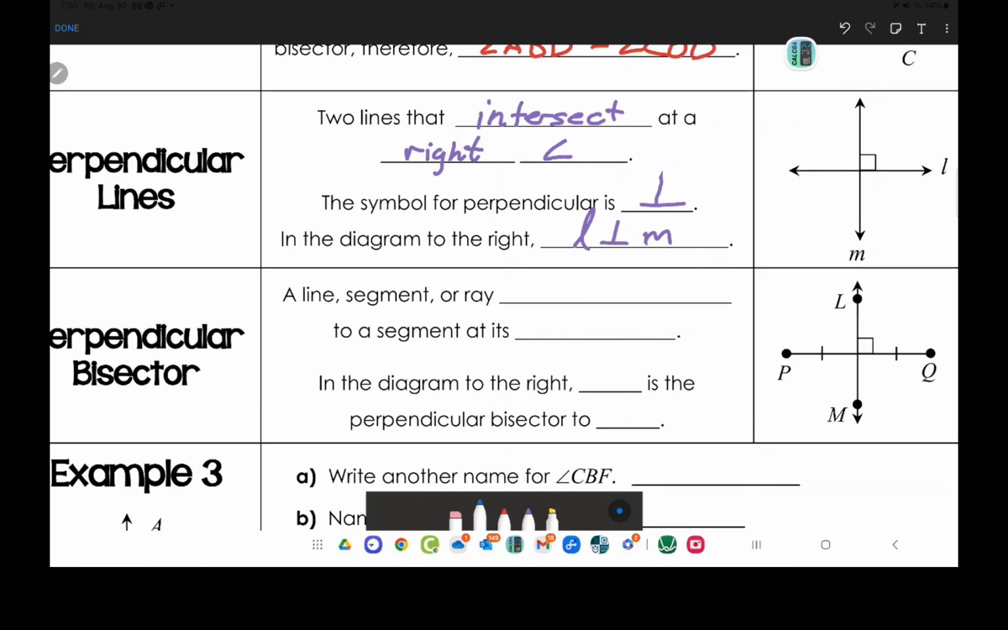A line, segment, or ray that bisects... oh, sorry. I think it means perpendicular. That's what they want. Perpendicular to a segment at its midpoint. In the diagram to the right, line LM is the perpendicular bisector of the segment PQ.